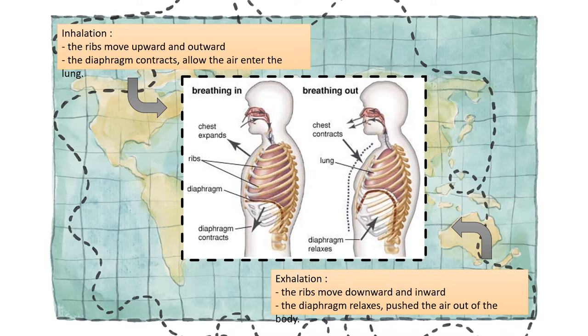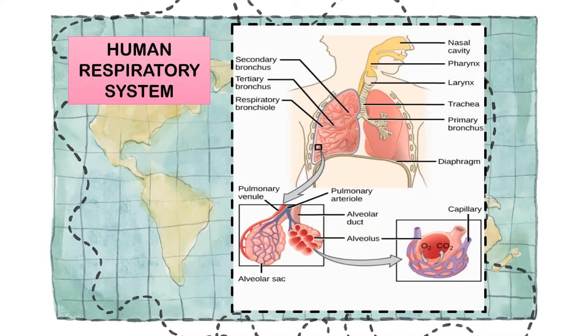When you inhale, the ribs move upward and outward while the diaphragm contracts. When you exhale, the ribs move downward and inward while the diaphragm relaxes. These are the components involved in the human respiratory system.